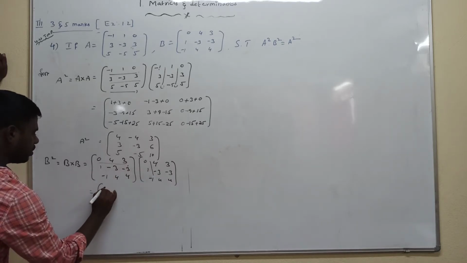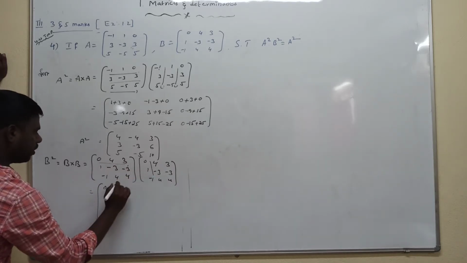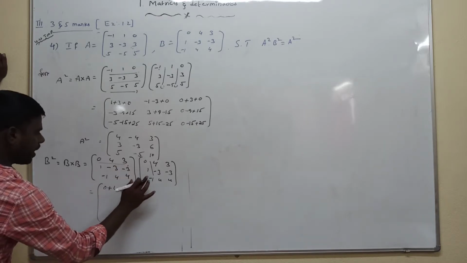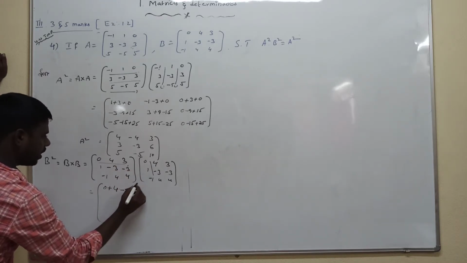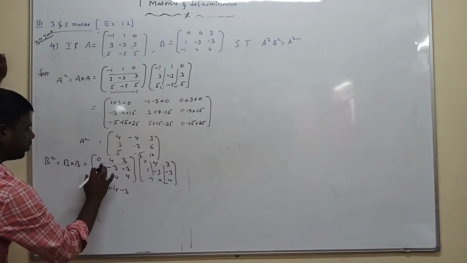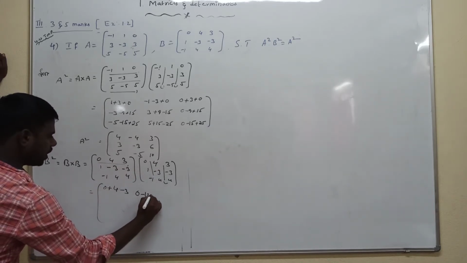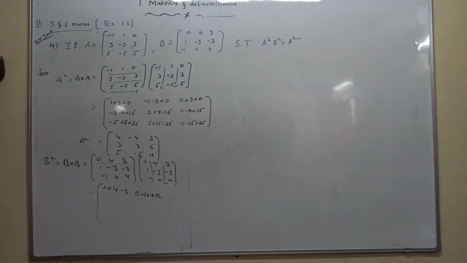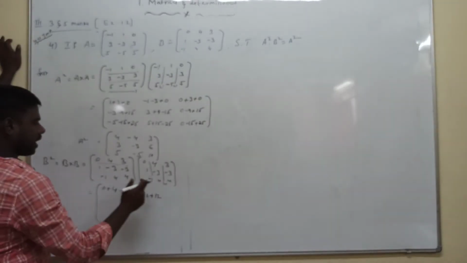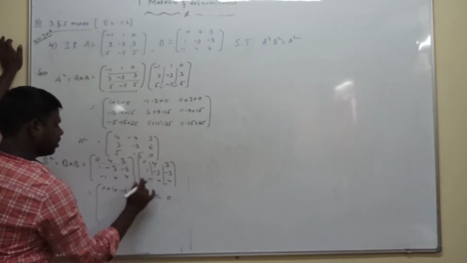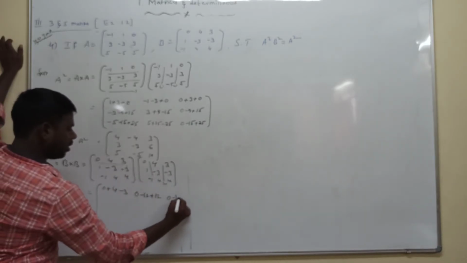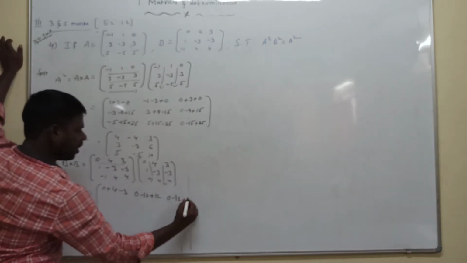0 into 0 is 0, 4 into 1 is 4, plus 3 into minus 1 is minus 3. Next, product with second column, first row: 0 into 4 is 0, 4 into minus 3 is minus 12, plus 3 into 4 is 12. Next, product with first row, third column: 0 into 3 is 0, 4 into minus 3 is minus 12, plus 3 into 4 is 12.